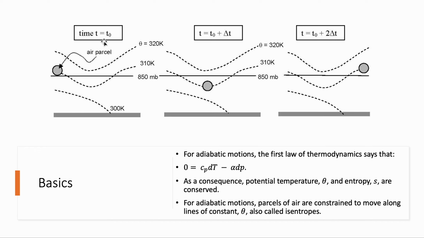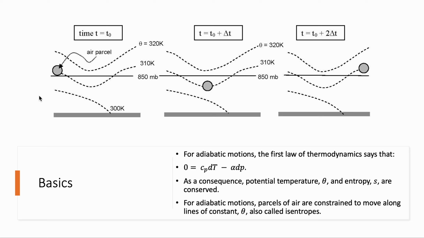Okay, so at time t0, it starts here. At t0 plus delta t it is here. At 2 delta t it is here. We didn't know this to begin with, but we knew that it was confined to stay on this isentrope. So we really like any kind of conservation law because it helps us reduce the dimensionality of a problem or of a system that sometimes can be kind of overwhelming.